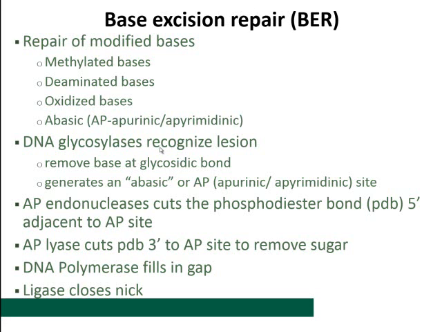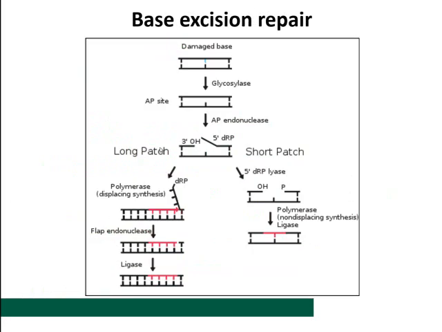Now the DNA strand is completely devoid of that one nucleotide at that region, and so DNA polymerase then comes in and uses the 3' end to fill in the gap, and of course DNA ligase closes that nick, just like it occurs in DNA replication. And this is the mechanism of base excision repair: glycosylase recognizes the lesion, AP endonuclease cleaves, followed by lyase, followed by polymerase, and then ligase to repair the strand.